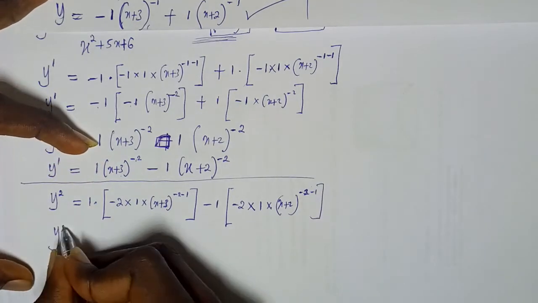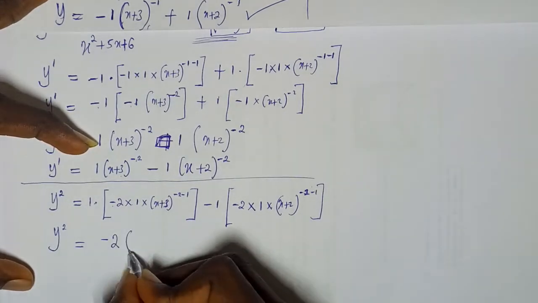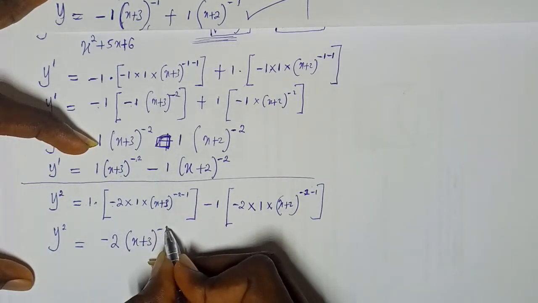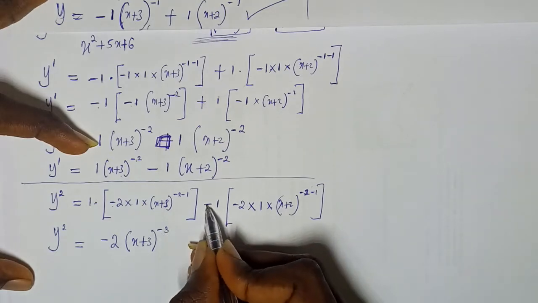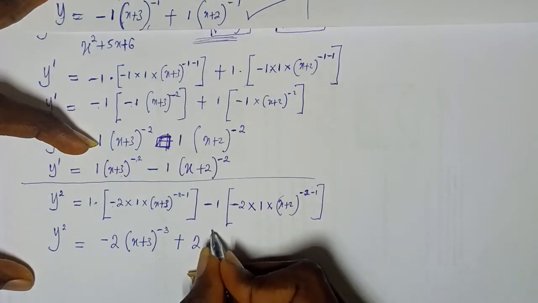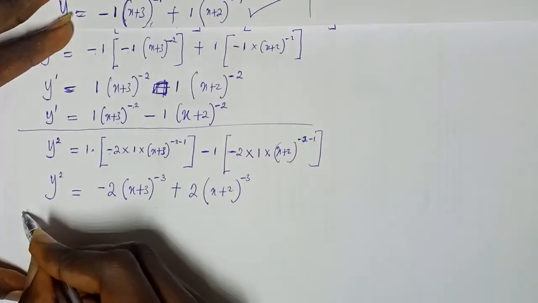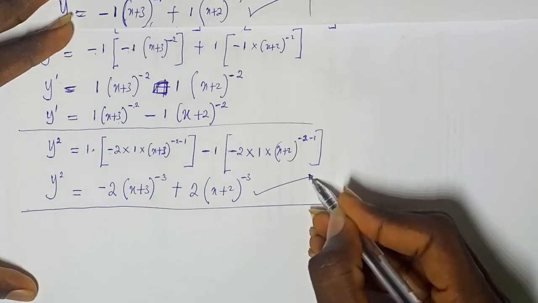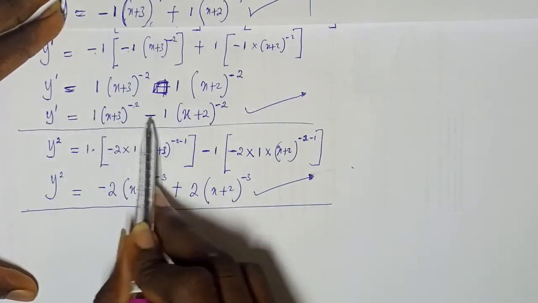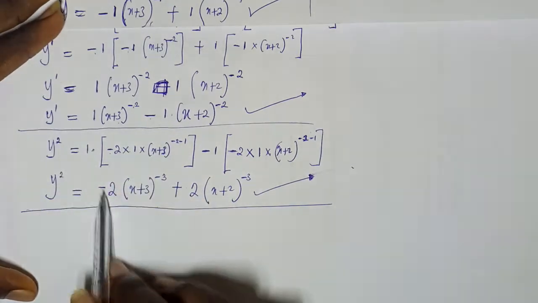Hence, I have my second derivative equal to minus 2 times 1, that's minus 2, and I end up having x plus 3 raised to the power of minus 3, right? Then I have a negative here, and I have a negative sign here. That gives a positive 2 of x plus 2 raised to the power of negative 3. So this is for the second derivative, and this is for the first derivative. What I actually notice is that I have positive 1, negative 1. Now for the second derivative, I have negative 2, positive 2. There's a change in the signs.